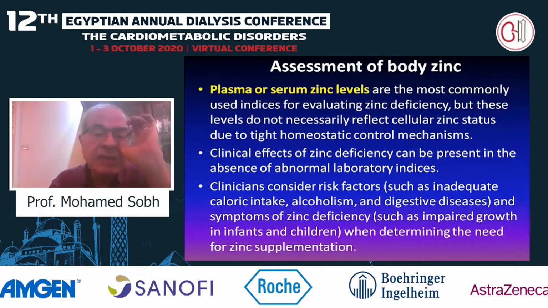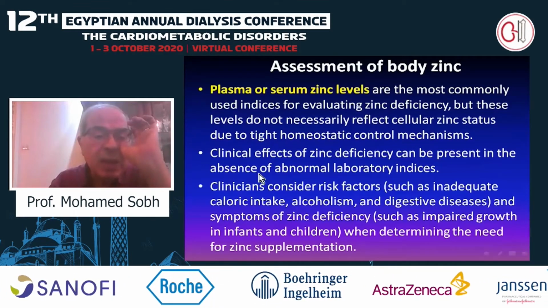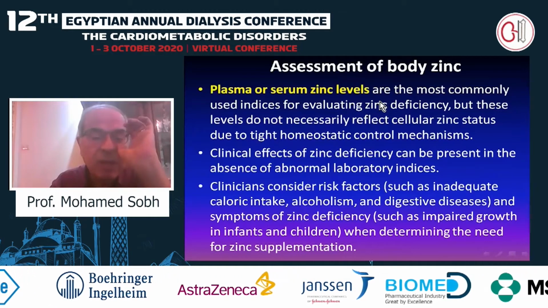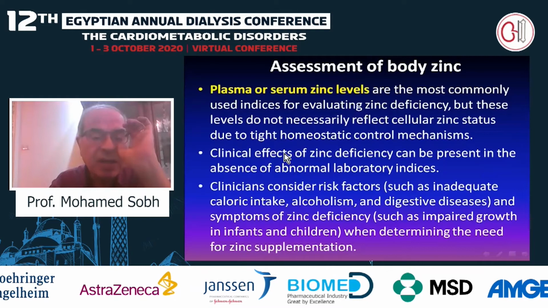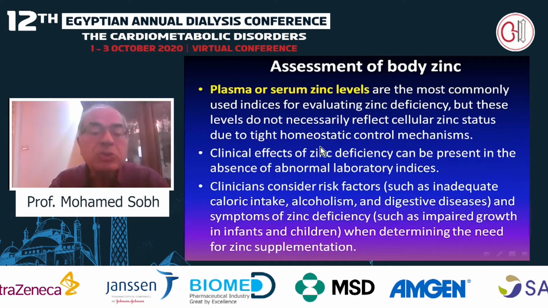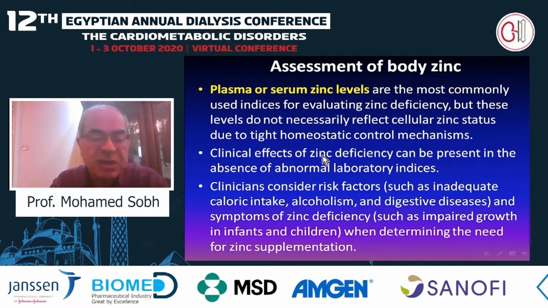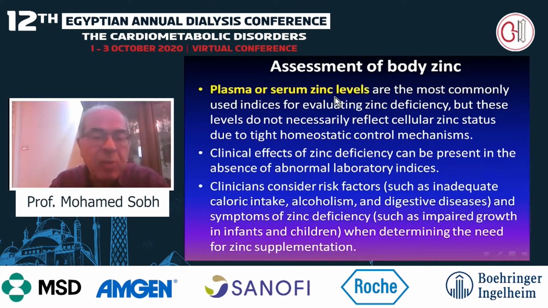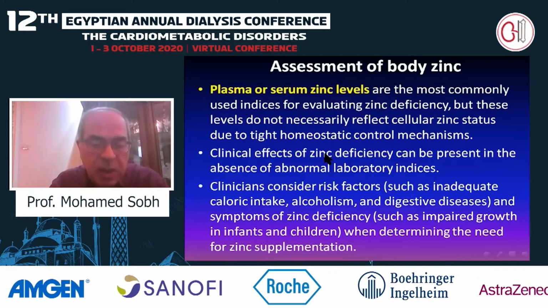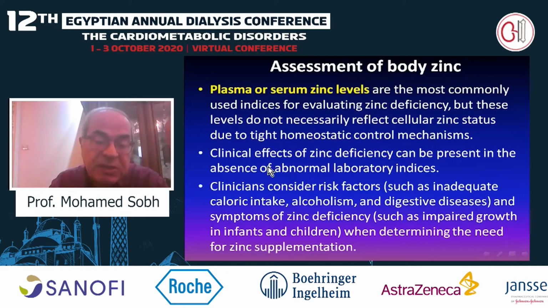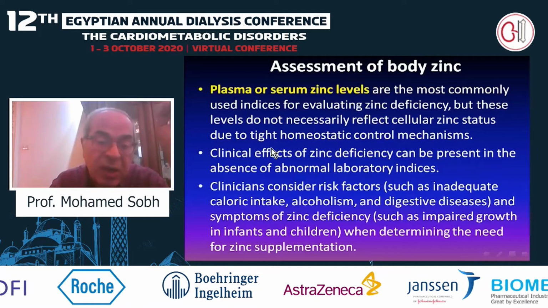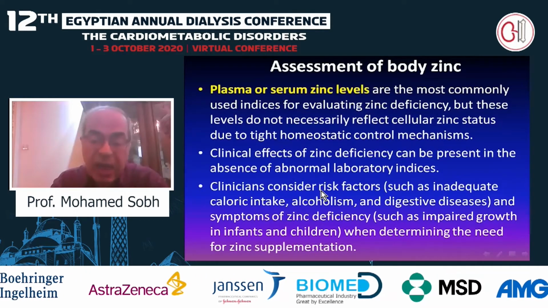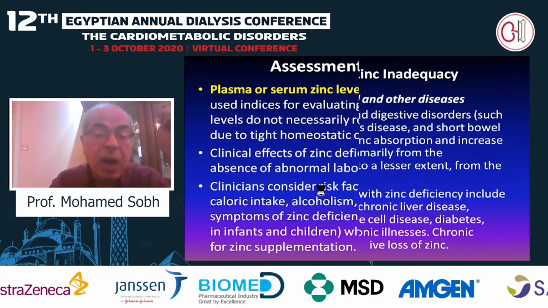How can we assess our body zinc? What's available is plasma serum zinc level. This is available, and despite it is not ideal, since as we know, most of our zinc is not in serum or plasma, but it is in the muscle and bone. But it is an available and applicable one as well. Also, clinicians should remember that zinc deficiency can occur with normal plasma serum zinc, so it should be considered. And we can add zinc when we are in doubt.